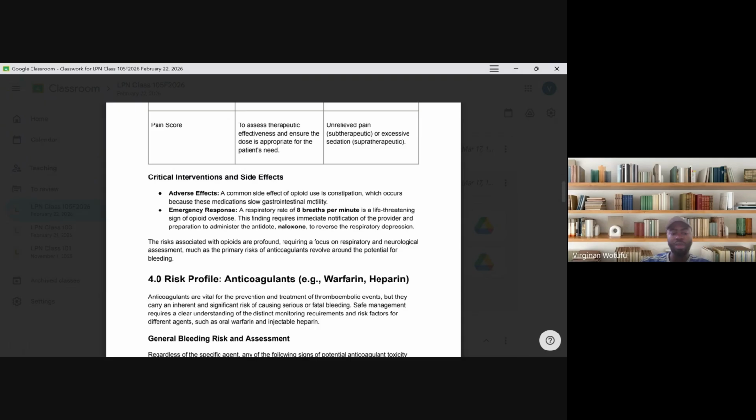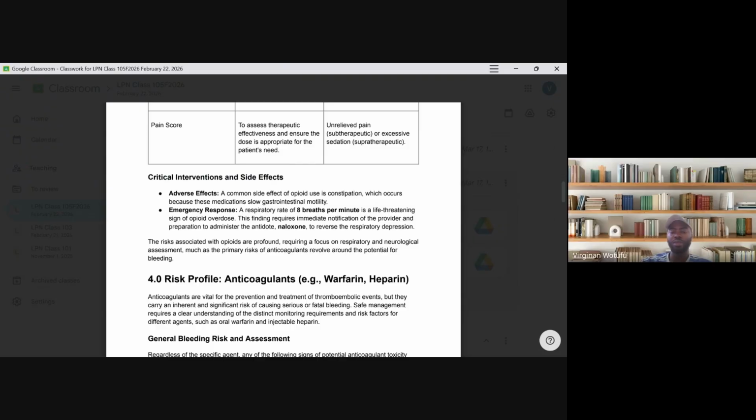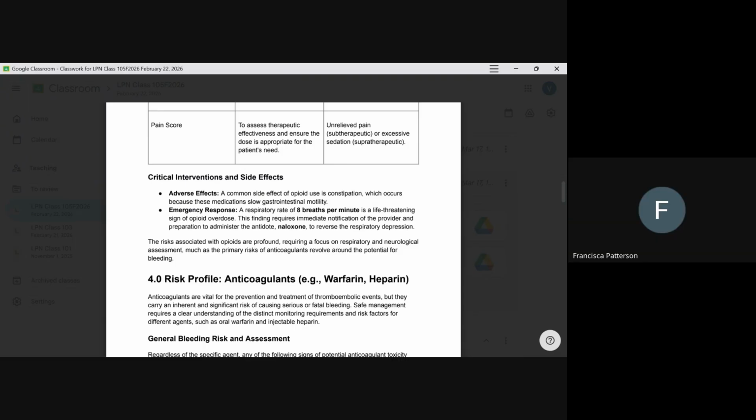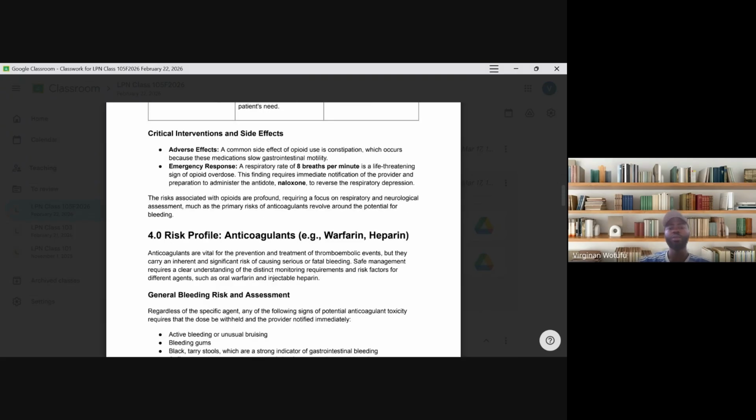Who can recall the antidote of warfarin? Vitamin K. Correct, excellent. And that of heparin? Protamine sulfate. Excellent, thank you. So before administration, you need to do your assessment, correct? Like we said, you have to assess the patient before administering the medication, right?